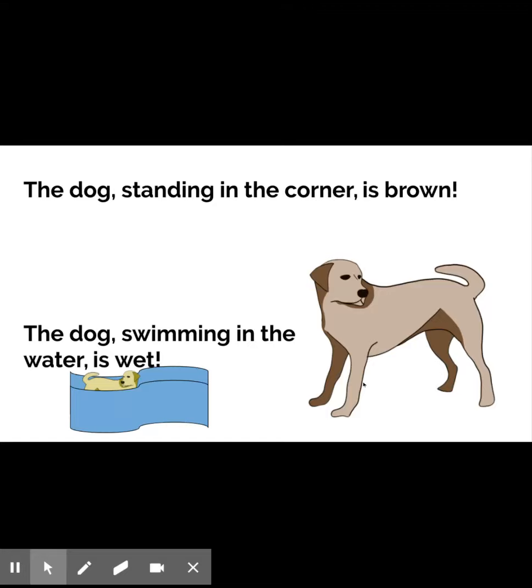So let's take a look at this new sentence. The dog swimming in the water is wet. Can you tell me which one the participle is? Remember, a participle is a verbal adjective. Yes, it's swimming. Swimming is the action, and it's also describing the dog. So if you have a verb that's acting as an adjective, that is a participle.